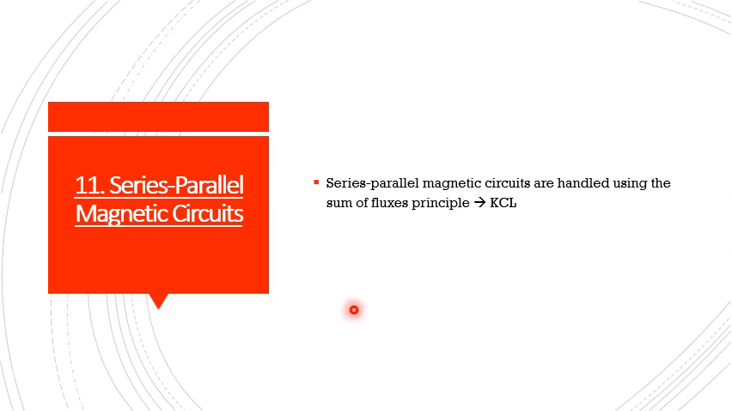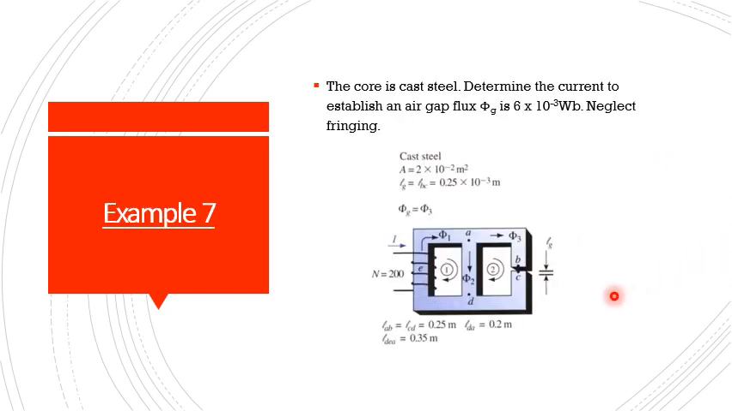Okay, now for series parallel magnetic circuit, we have to handle using the sum of flux principle or KCL. This is example 7 to discuss for the series parallel circuit. This core is cast steel. Determine the current that establishes an air gap flux phi g of 6 times 10 power negative 3 Weber.